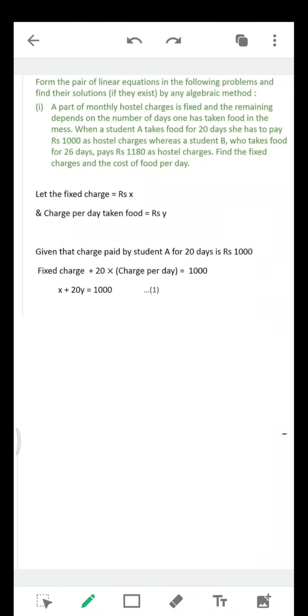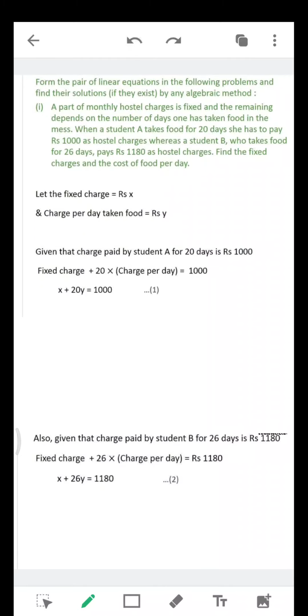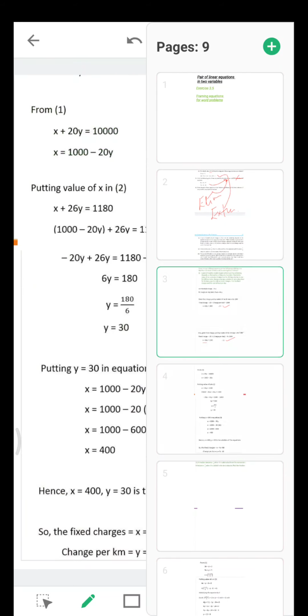Then I'll go to the second condition. What is the second condition? Student B is taking food for 26 days and is paying 1180 rupees as the hostel charges. Student B has taken food for 26 days, so our equation becomes x plus 26y is equal to 1180. Now we have got two equations, equation 1 and equation 2. You can solve these two equations by any method, elimination method or substitution method. That is your choice.